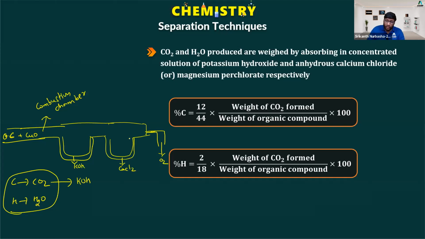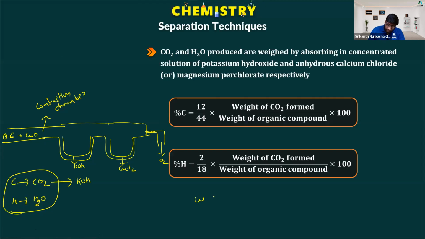CaCl2 has a tendency to form hydrated complex because Ca2+ has greater hydration enthalpy. KOH will absorb CO2, and because of that, the weight of KOH is increased. And CaCl2 will absorb water. Because of that, the weight of CaCl2 will increase. Initially, whatever weight we have taken of KOH and CaCl2, we know. Weight of CO2, what can you write down? Weight of CO2 is equal to weight of (KOH plus CO2) minus weight of KOH. Can I say like this or not?